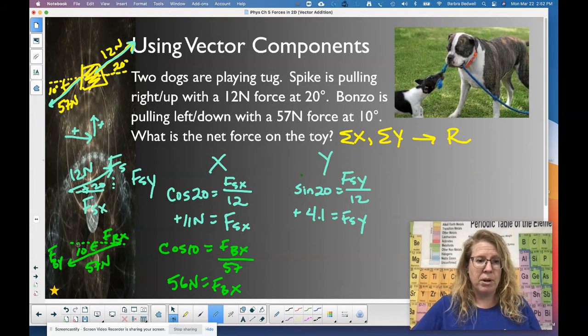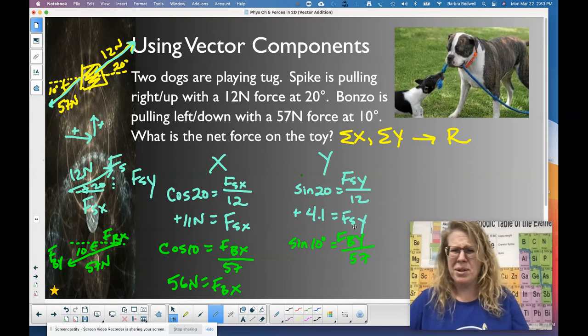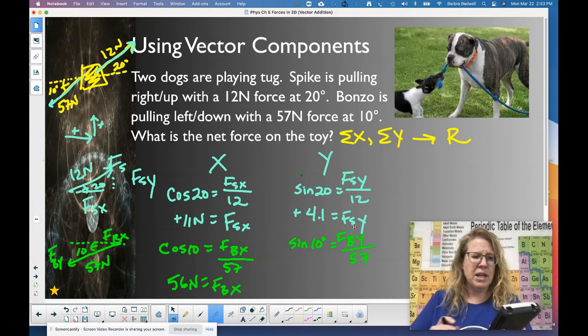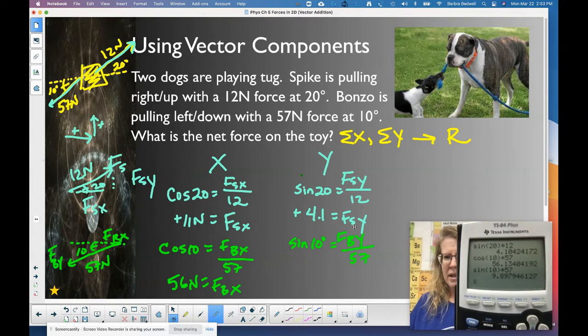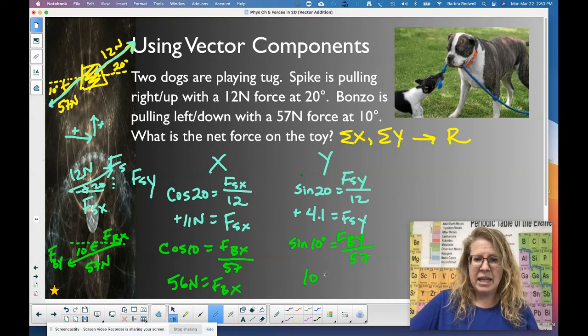I'm going to do the same thing for the y component now. What's the vertical part of him? This is going to be the sine of 10 degrees equals the Bonzo force in the y component divided by 57. Bonzo's super strong. Little dogs sometimes, they got a lot of viciousness to them. So the sine of 10 times 57 is equal to 9.89, so I'm going to call that 10. 10 newtons equals FBY.